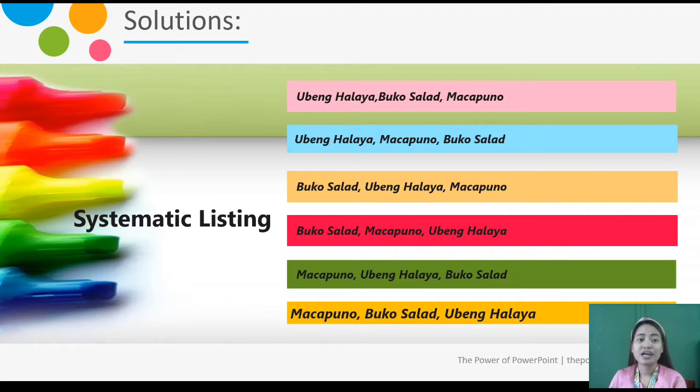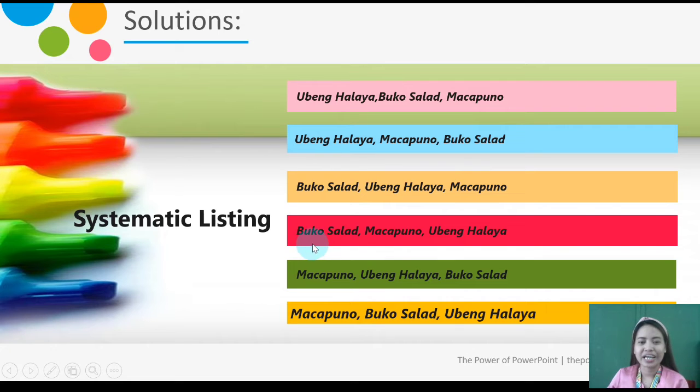Okay, so for the first solution, we use the systematic listing method. As you can see, we list all the 3 sweet delicacies that you can serve to your visitors. So we have here ubing halaya, buko salad, and makapuno. That is the first serve you can choose. Then we have the second one, ubing halaya, makapuno, and buko salad. Then the third one, we have buko salad, ubing halaya, makapuno.